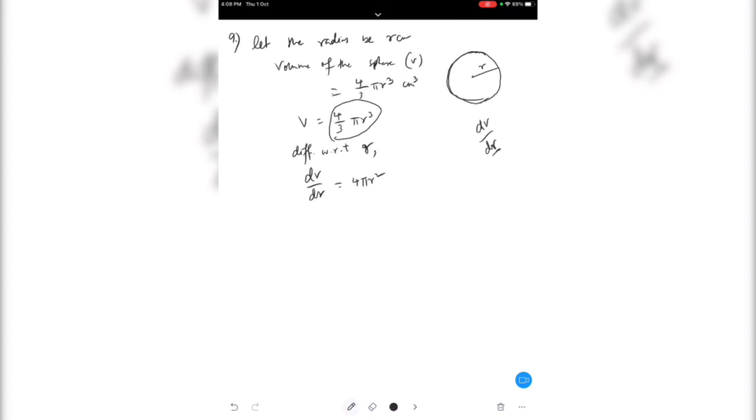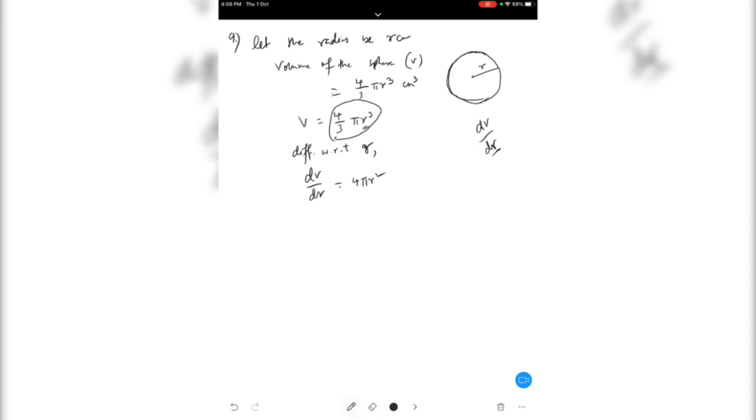Understood? Now you see the variable is r and I am differentiating with respect to r. So there is no dr. Even if you write it, dr is what? 1, right? So there is no point in writing that. Everyone clear? Yes or no?